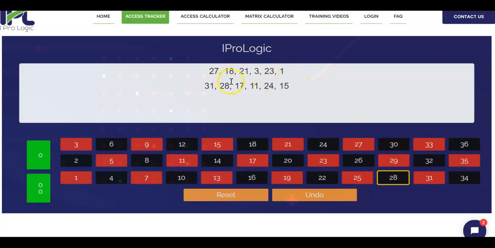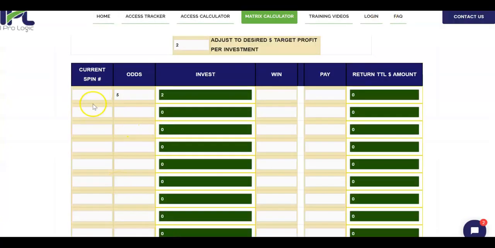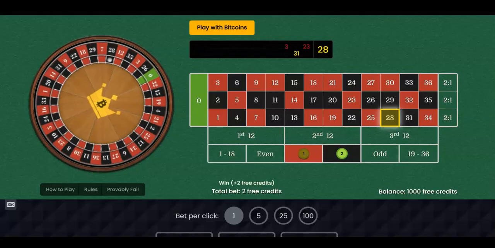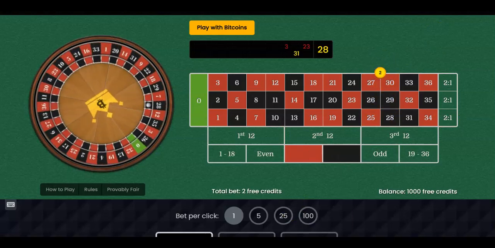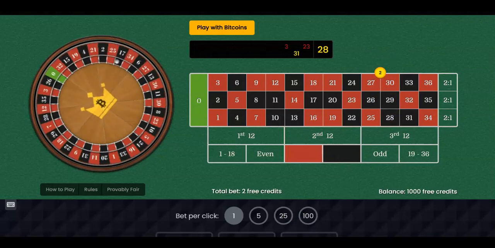So this came up. If you were to touch any number here, the sequence would change. So we're going to start with 27. Here's a little secret. We're going to put in spin number 27, 5 to 1 odds, and we're going to split the street. Now it's saying to bet 2 units. So I am going to choose here 2 units on 27.